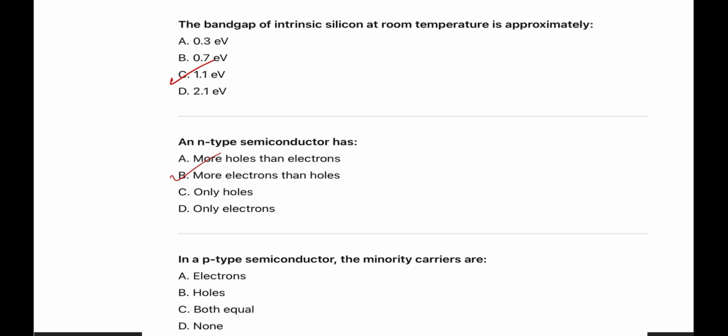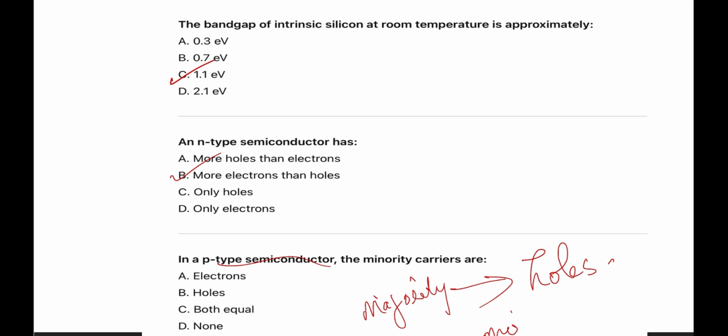Next question. In a P-type semiconductor, the minority carriers are option A, electrons. Option B, holes. Option C, both equal. Option D, none. We know that in the case of P-type semiconductor, the majority carriers are holes and minority are electrons. So the answer is option A. The minority charge carriers are electrons.